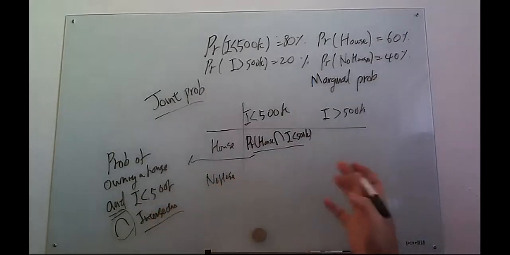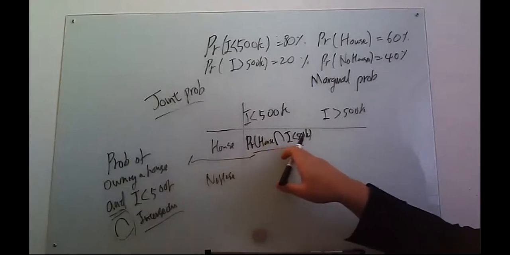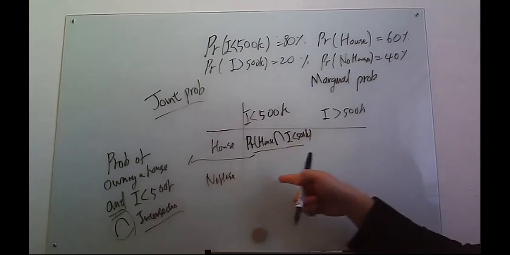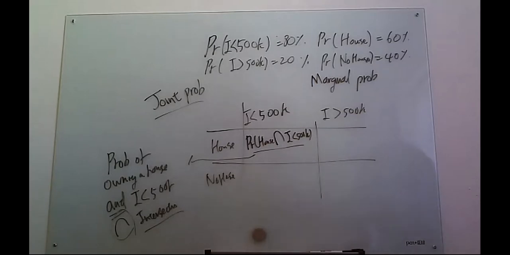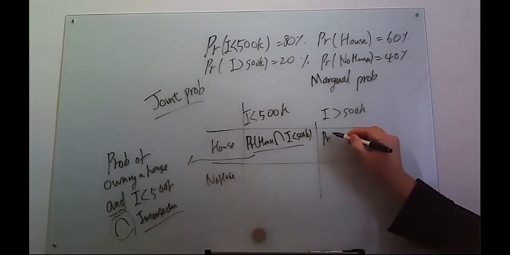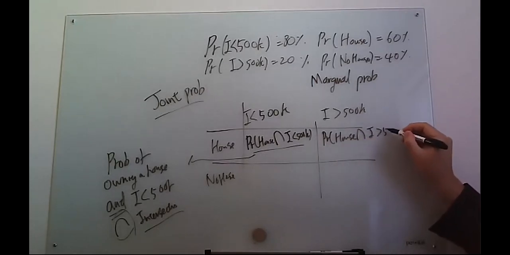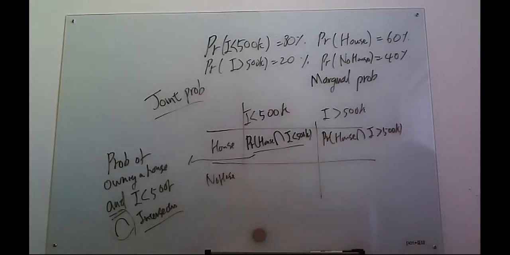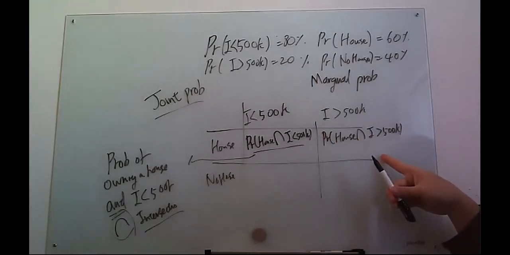I'm gonna talk a little more about intersection in the next chapter, but I'm looking for the probability of owning a house at the same time income is less than 500K. There will be 4 fields over here. Those are for joint probability. That would be the probability of a house and income greater than 500K. So in both cases, they are owning a house, no matter whether their income is less than 500K or greater than 500K, right?